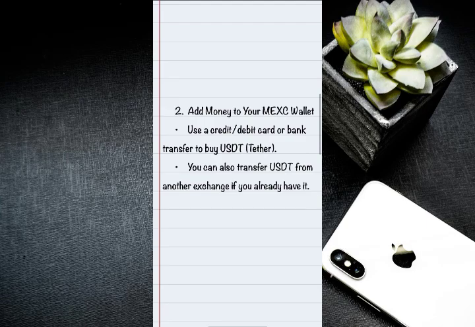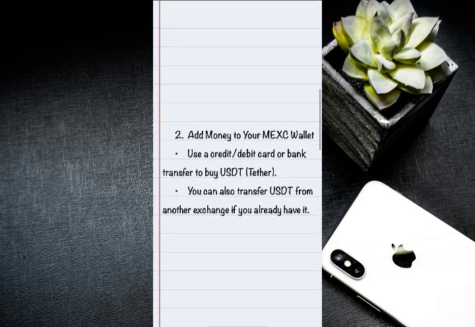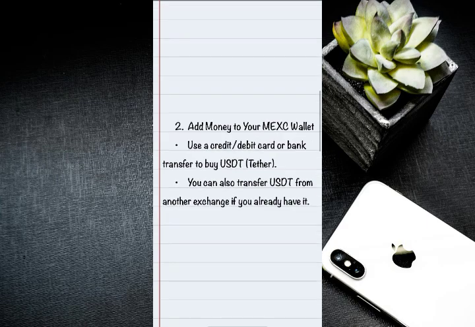So you get started with how you can simply buy Solana. The first thing to do is to add money to your Mexc wallet. Use a credit or debit card or bank transfer to buy USDT. Then you can also transfer USDT from another exchange if you already have it.